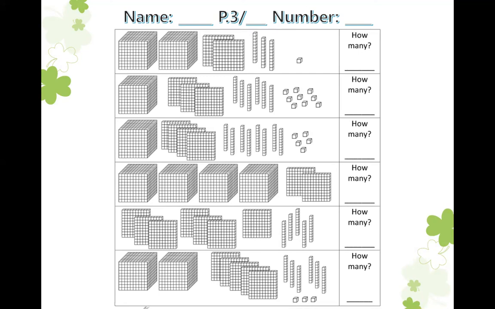How many ones do we have? 1. How many tens? 3 tens. How many hundreds? 2 hundreds. And 2 thousands. So we read that number as 2,231. Again, 2,231.